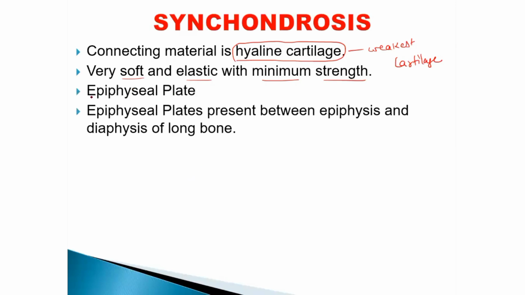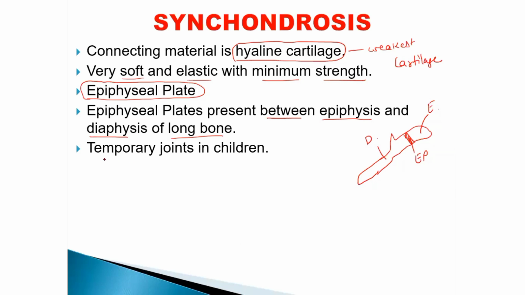There is a plate seen that is called the epiphyseal plate. So what does this epiphyseal plate do? First of all, it is present between the epiphysis and diaphysis of a long bone. If I draw this as the long bone, for example, just to understand, this area is called the epiphyseal plate. The area above is called epiphysis, and the lower area is called diaphysis. So between the epiphysis and the diaphysis of a long bone, you will see the epiphyseal plate.